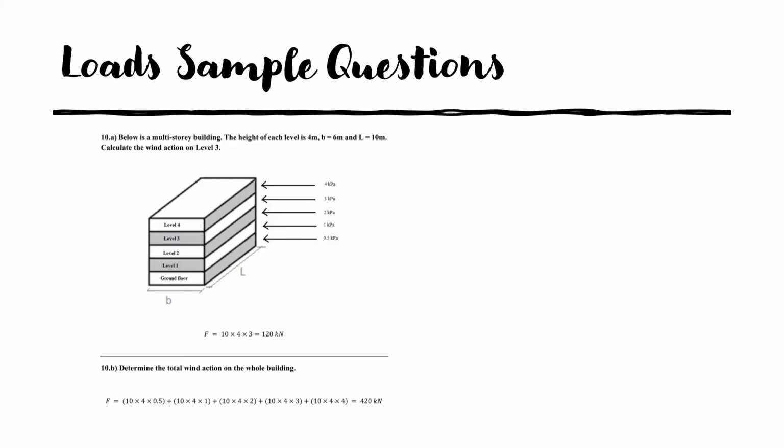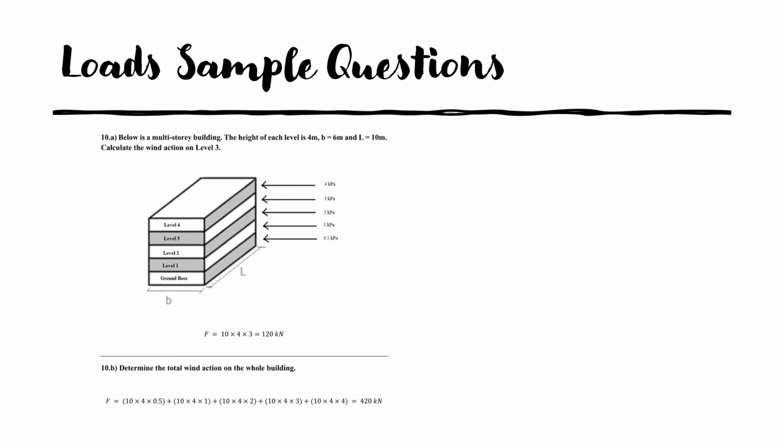Moving on, we have the last question for wind load calculations. The question shows a multi-story building with a story height of 4 meters, a dimension B of 6 meters, and a dimension L of 10 meters. Now the question requires us to calculate the wind action on level 3. In the graph shown, we can see that the wind pressure on level 3 is 3 kPa per square meter.